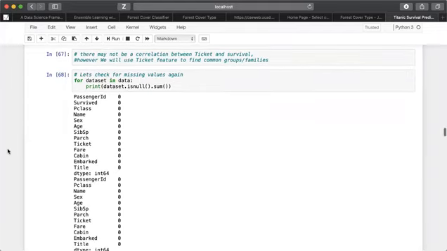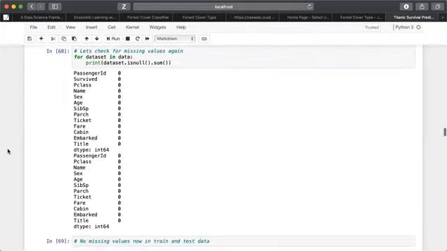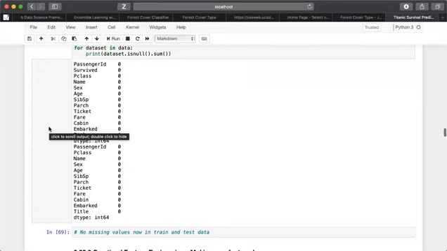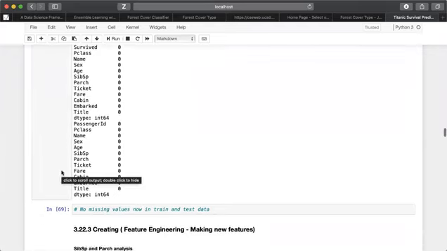So after doing this imputation, again, I have checked whether there is any missing value. By this, we do for dataset in data, print dataset dot isnull dot sum, and we find out that there is no missing value now in both train and test.